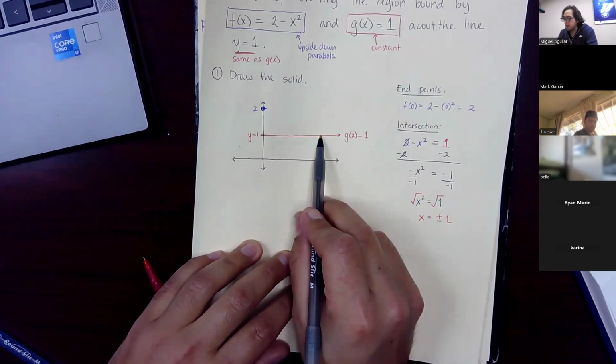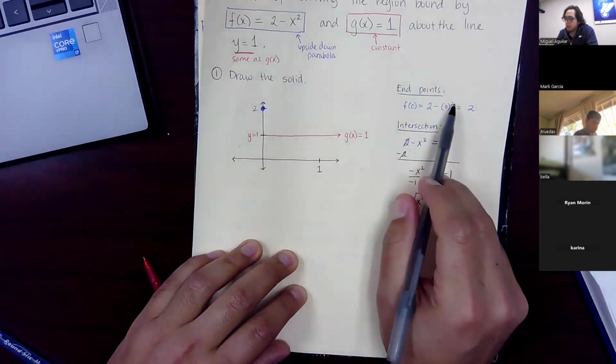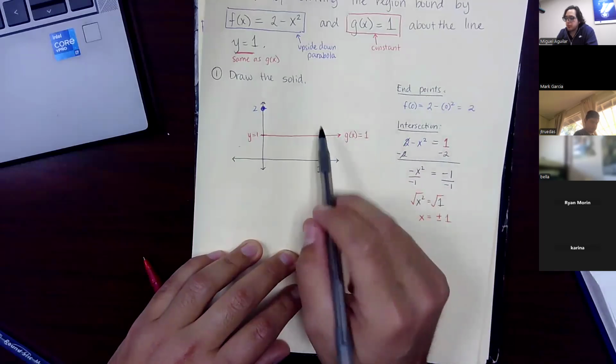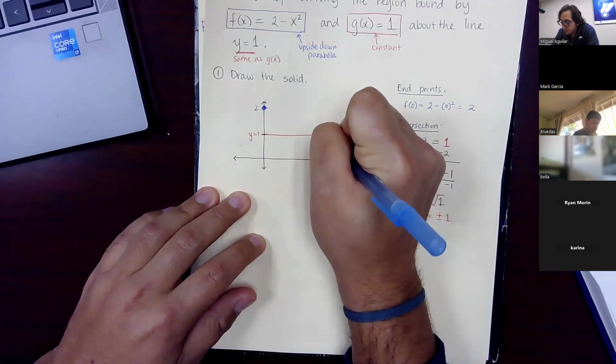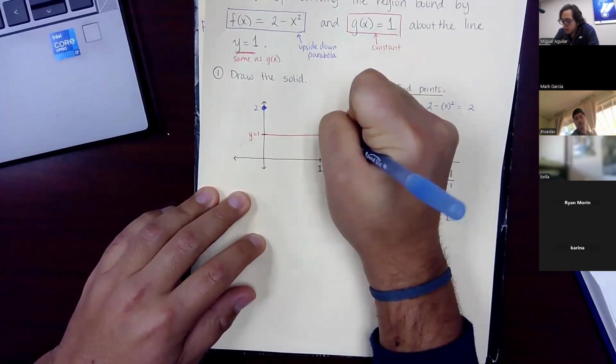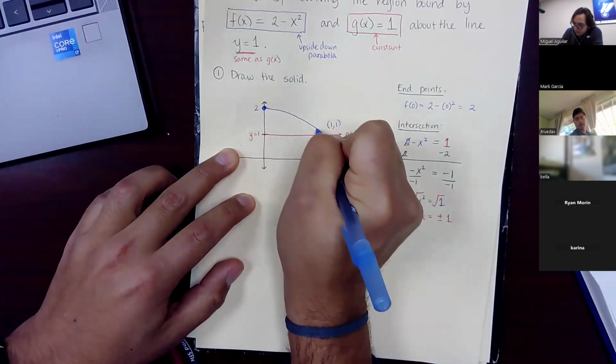Okay. I mean, you could plug that positive 1 into the function, either one of them, but you would get 2 minus 1, which is going to be 1. I hope that was kind of an easy calculation to make. So that point right there is 1 comma 1. And then our upside down parabola looks something like this.